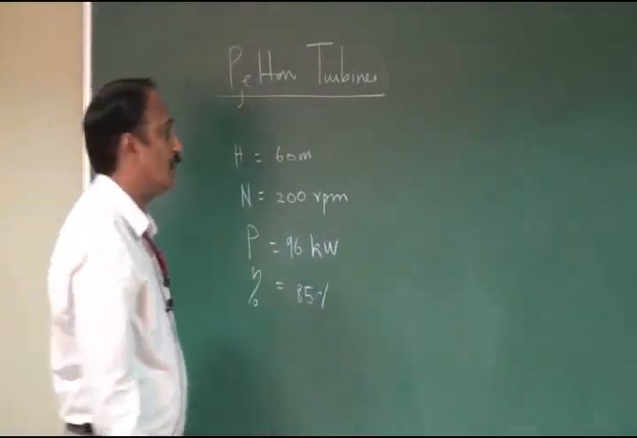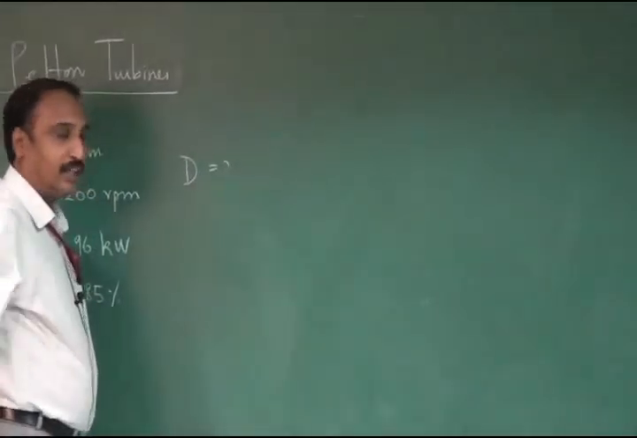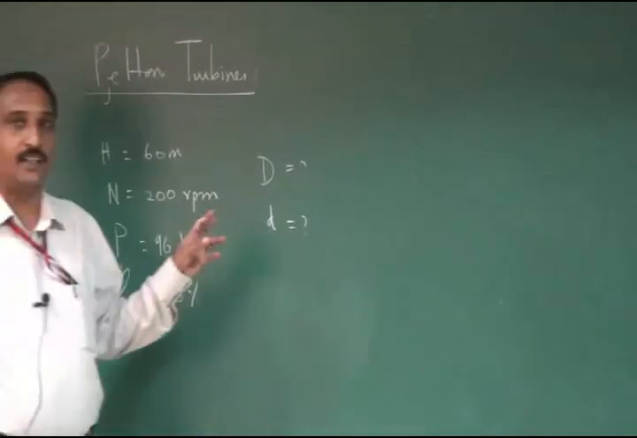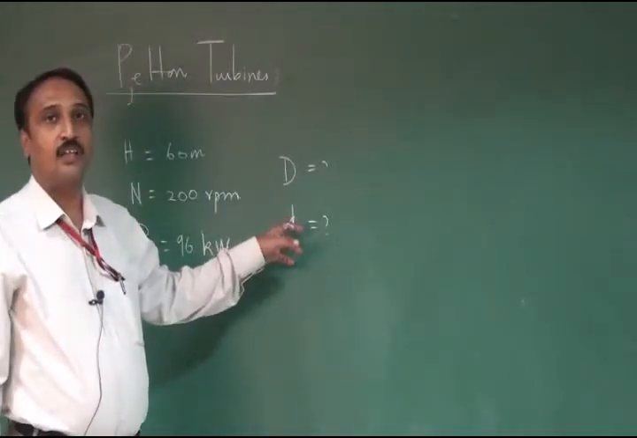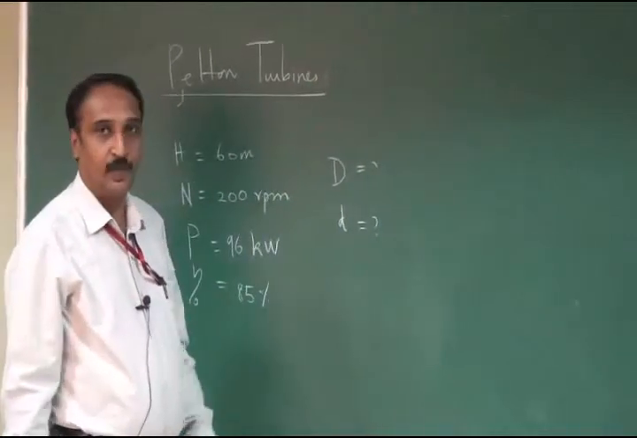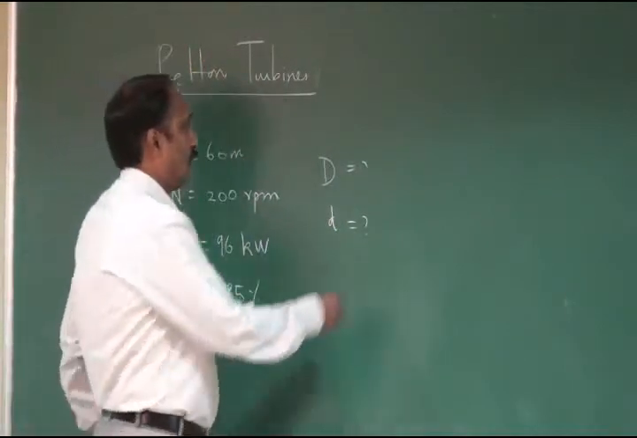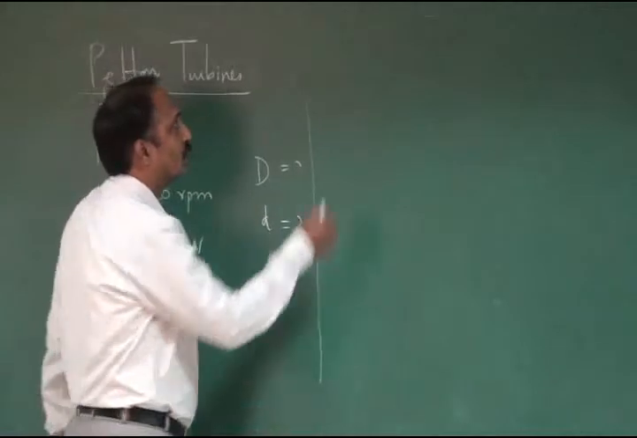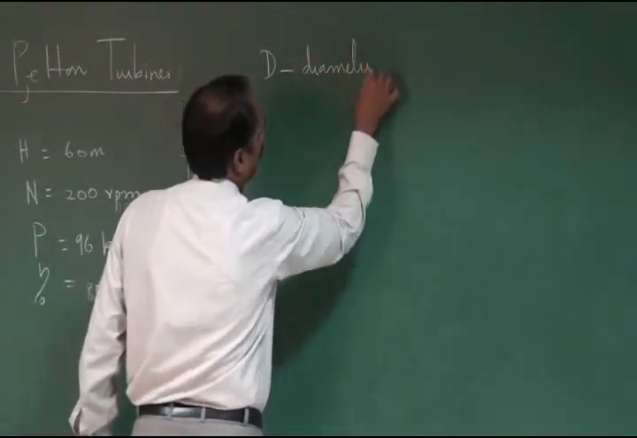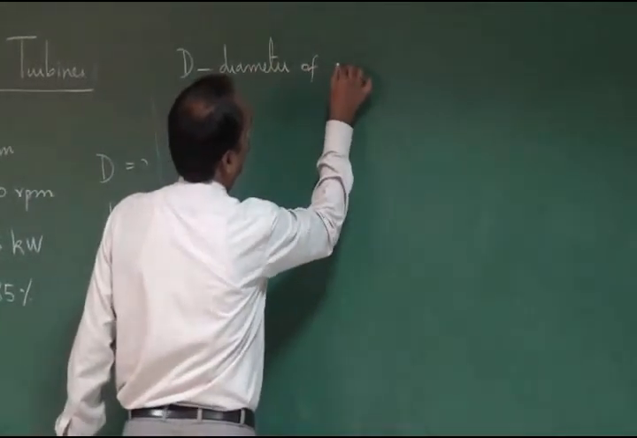From this we can find the diameter of the Pelton wheel and the diameter of the jet. These are two important data. From this data we can design and specify all the dimensions of the Pelton wheel as well as the buckets. Right. So how to calculate the diameter of the Pelton wheel, or runner wheel?